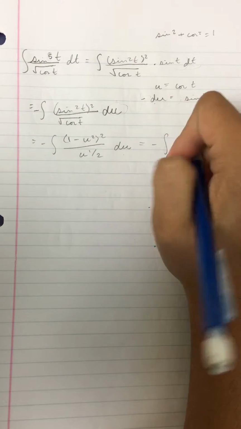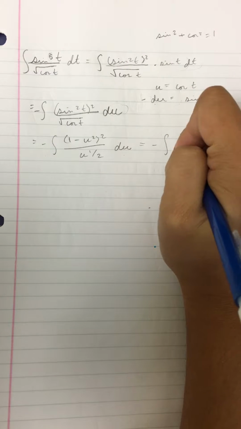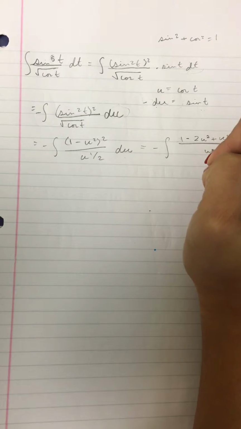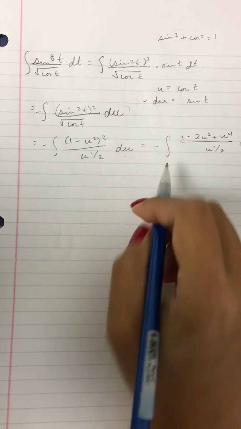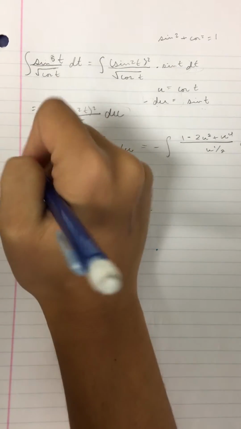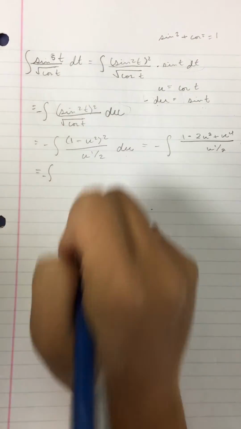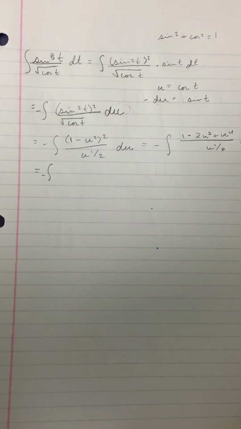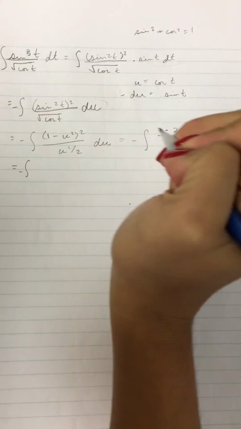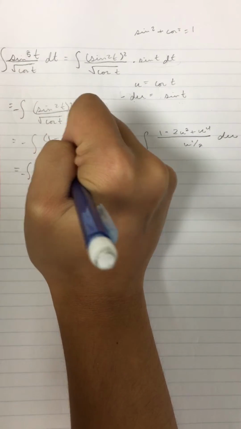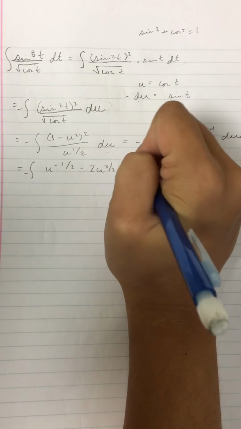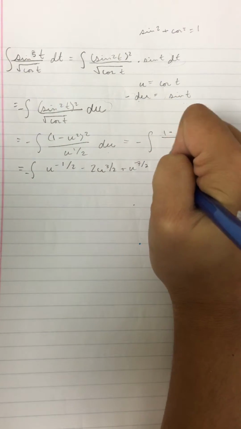So that equals the negative integral of 1 minus 2u squared plus u to the 4th all over u to the 1/2 du. And then if you just simply divide the top by the bottom, that will give us the negative integral, don't forget that negative, of u to the negative 1/2 minus 2u to 3/2 plus u to the 7/2 du.